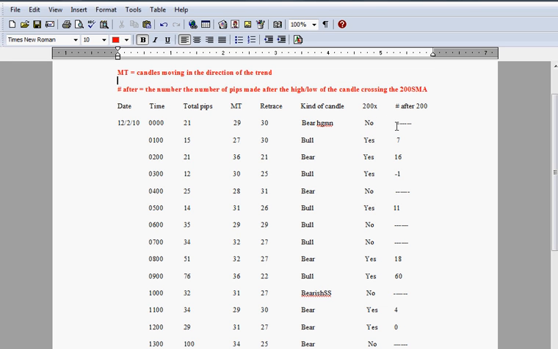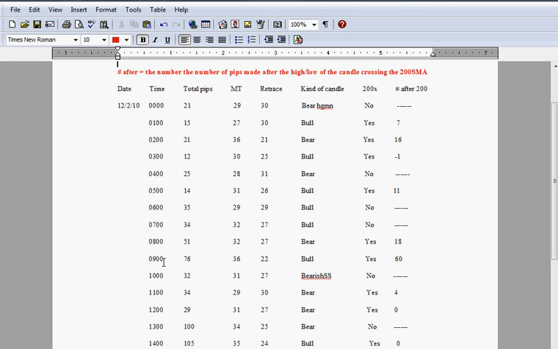Let's go to another one down here. 9 o'clock. Total number of pips in that hour, 76. Candles in harmony with the trend were 36, and the retracement candles were 22. The kind of candle you had was bullish. Yes, you got a cross of the 200 SMA. And remember, we're taking this after the high of that candle, and we got 60 pips after that. Let me show you how it is that I'm getting that on the 1 hour time frame.